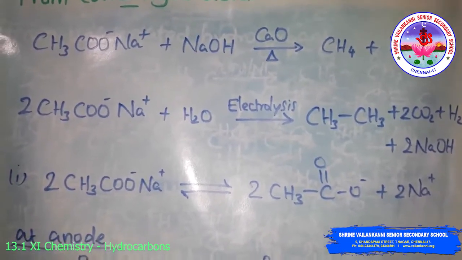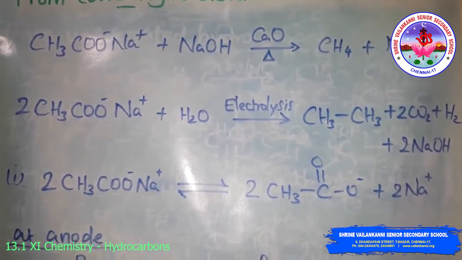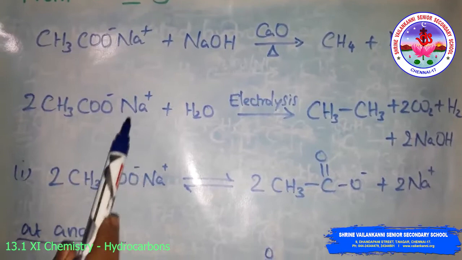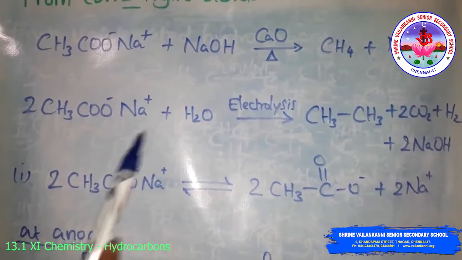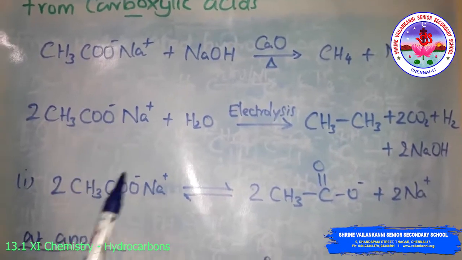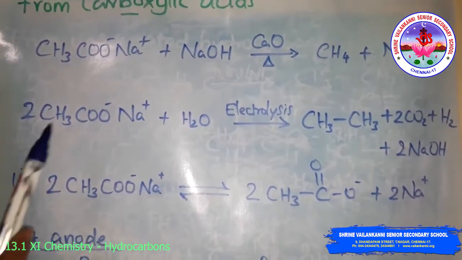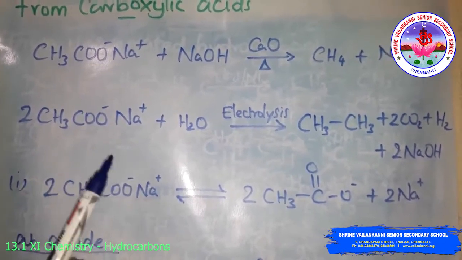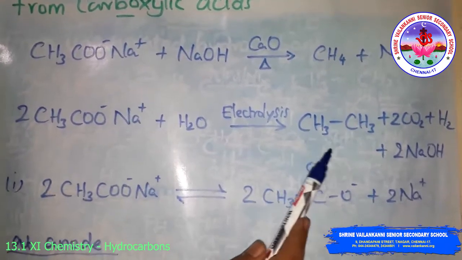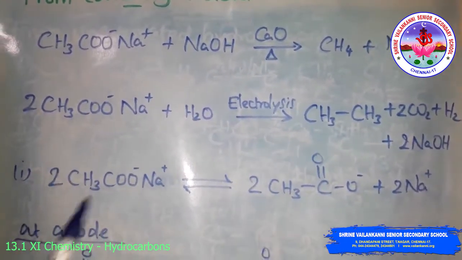Next is the Kolbe reaction. The Kolbe reaction is electrolysis of an aqueous solution of the sodium or potassium salt of a carboxylic acid, which gives an alkane containing an even number of carbon atoms at the anode. See, this is the reaction.